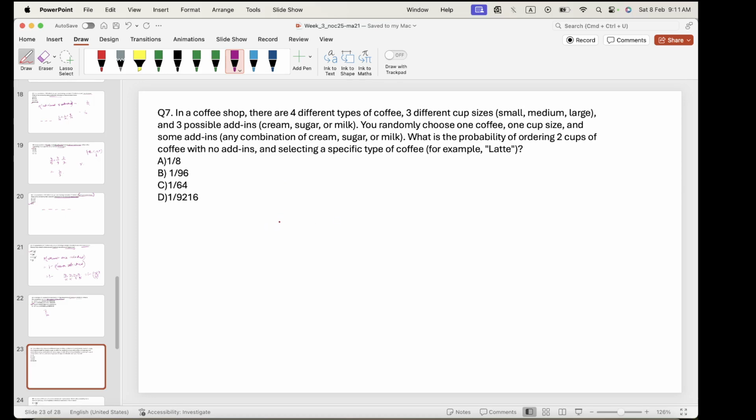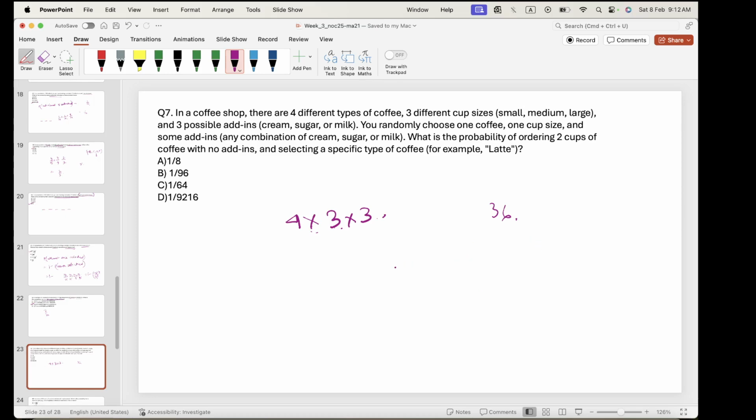So what are all the possible options that you have? You could have 4 types of coffee into 3 types of cup sizes into 3 possible add-ins. Okay, so this is how much? This is 36, let's say.